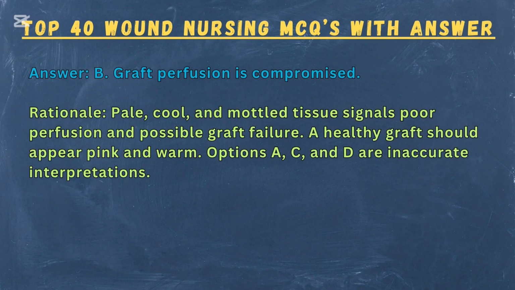Graft perfusion is compromised. Rationale. Pale, cool, and mottled tissue signals poor perfusion and possible graft failure. A healthy graft should appear pink and warm. Options A, C, and D are inaccurate interpretations.